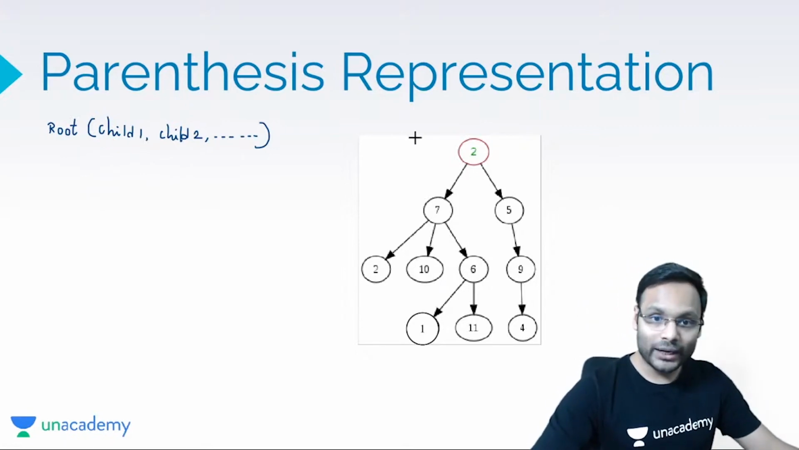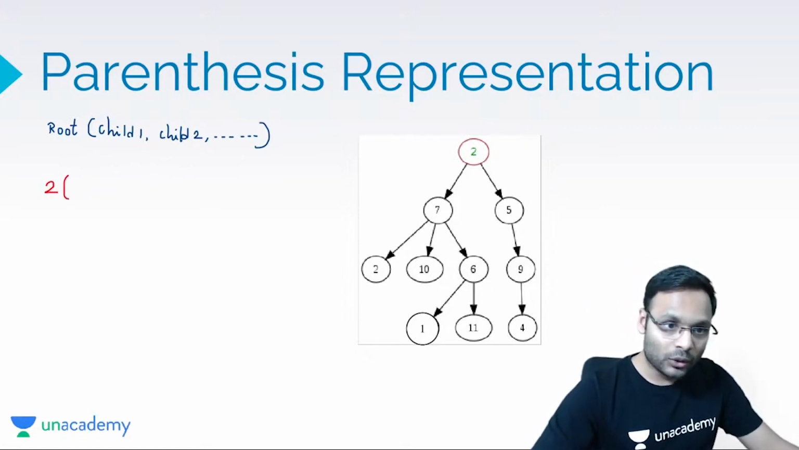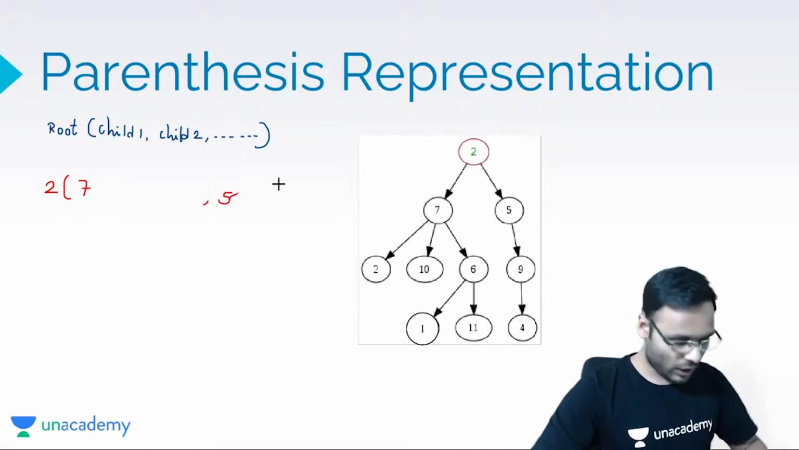Fine. Let's go ahead. So root is 2. Root is having 2 children, 7 and 5. So 7, 5. Now what happens?